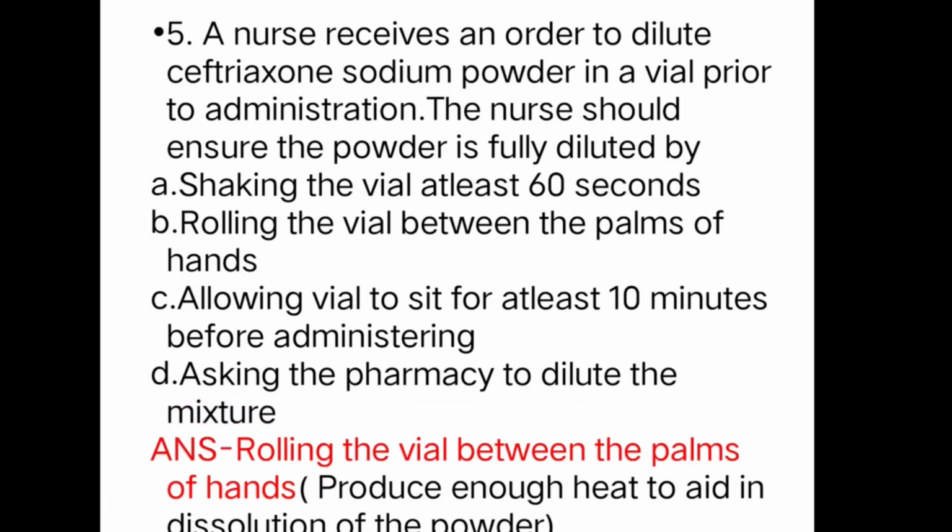So what happens during the rolling of the vial between the palms of hands? It produces heat. That heat will aid in the dissolution of the powder. So this is only going to help in dissolution of the powder that is present in the vial. These are some of the practical questions I have taken from the NCLEX RN book. These are the most repeated questions in many of the central government examinations.